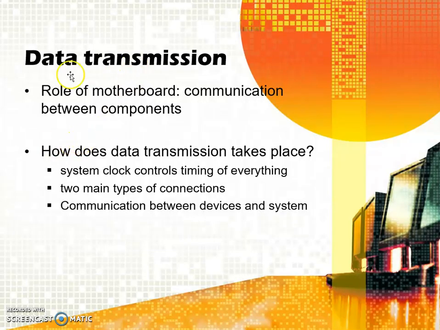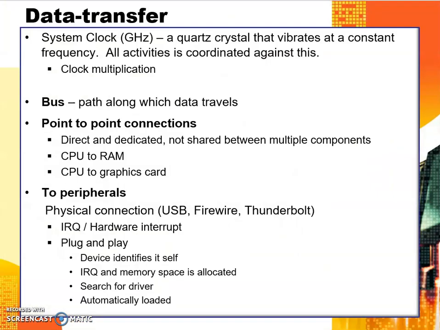Data transmission. The role of the motherboard is to provide communication between components. So how does data transmission take place? The system clock controls timing of everything. Two main types of connections: communication between the devices and the systems. In a data transfer, we talk of a system clock, gigahertz. A quartz crystal that vibrates at a constant frequency. All activities are coordinated against this.